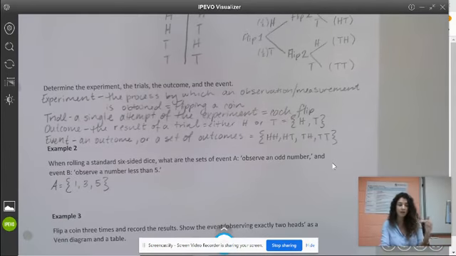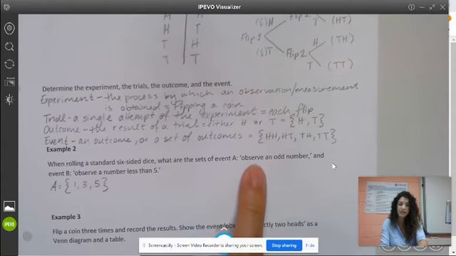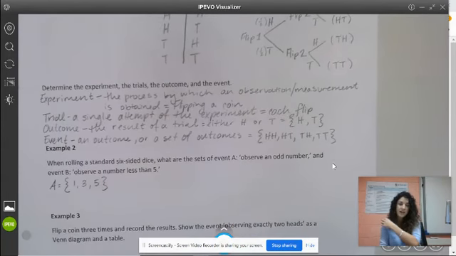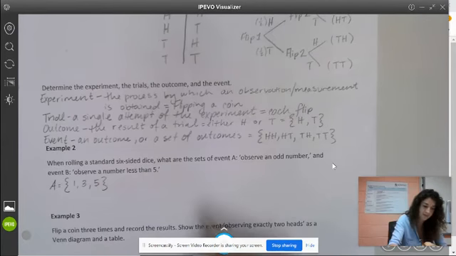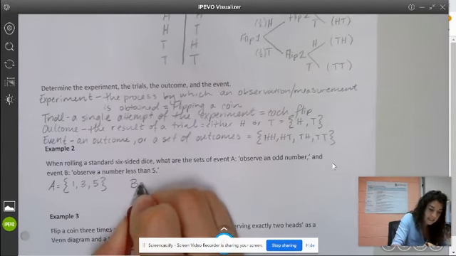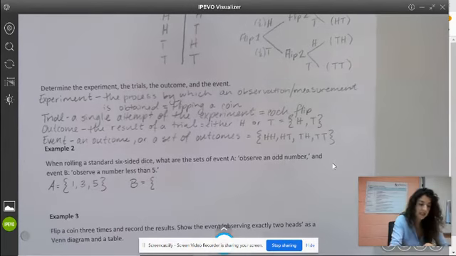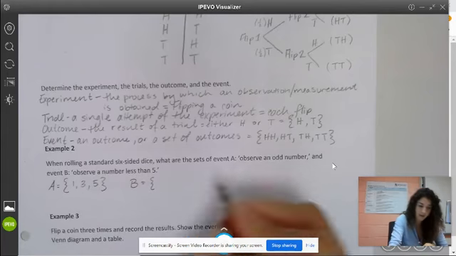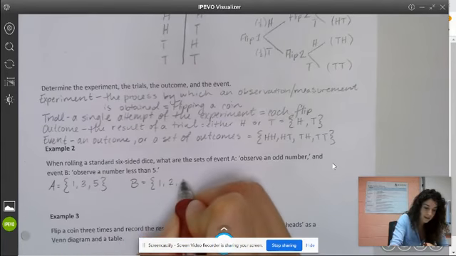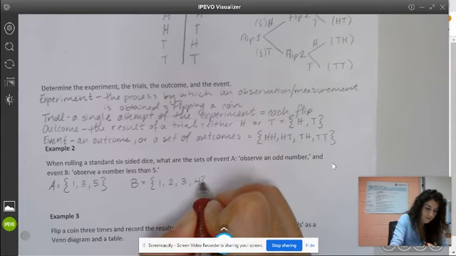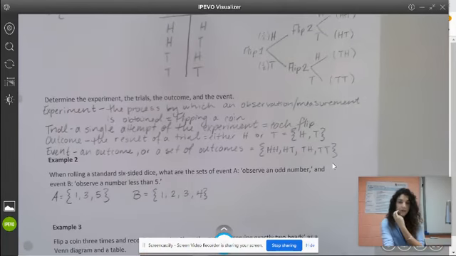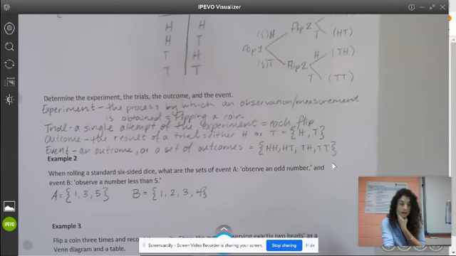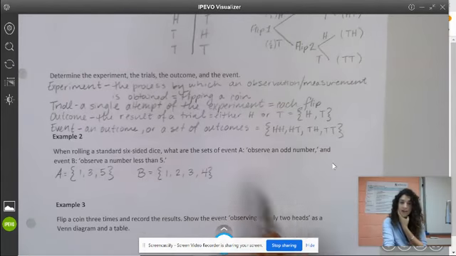So the event is the listing of all of the possible things that could result in this. So observing an odd number. We have to stop at 5 because we don't have 7 on a 6-sided dice. Versus B, which is the set of all possibilities of observing a number less than 5. So that would be 1, 2, 3, and then 4. So those are all the possible outcomes that we could get when we're rolling a die and we want less than 5.